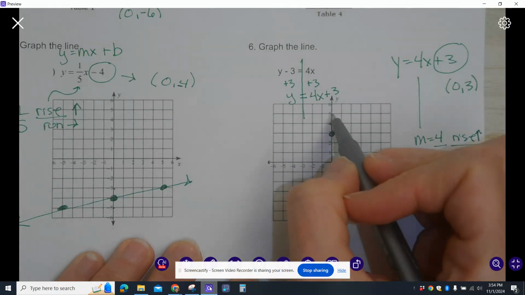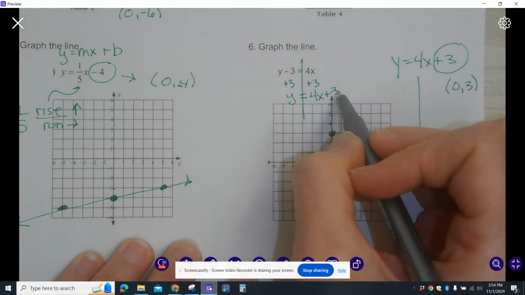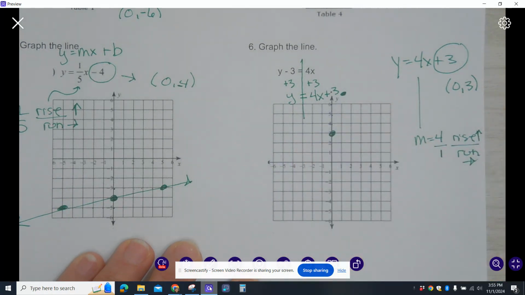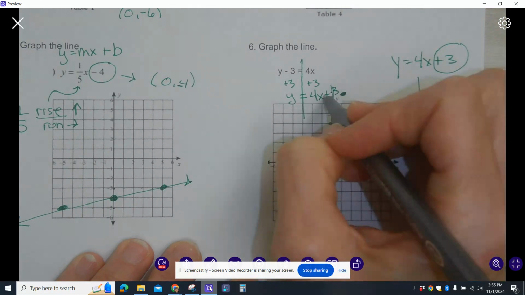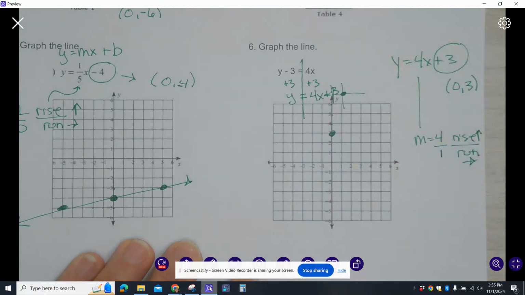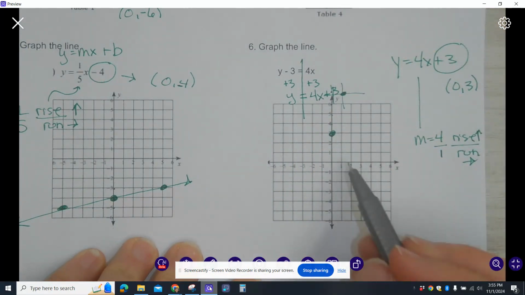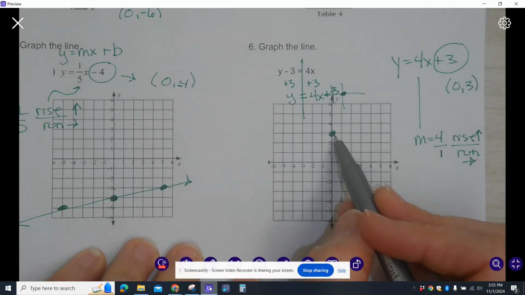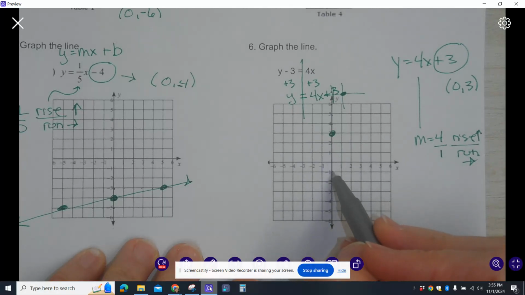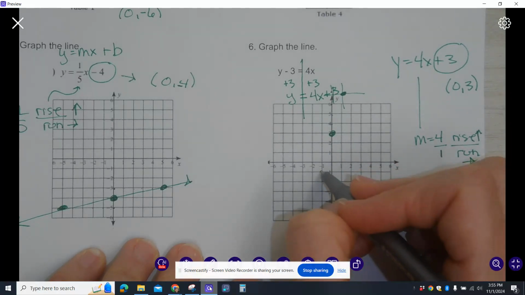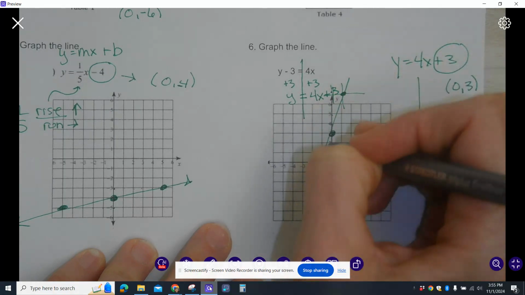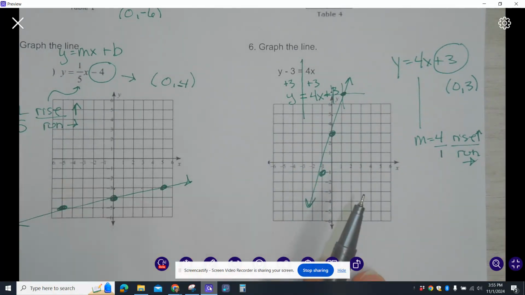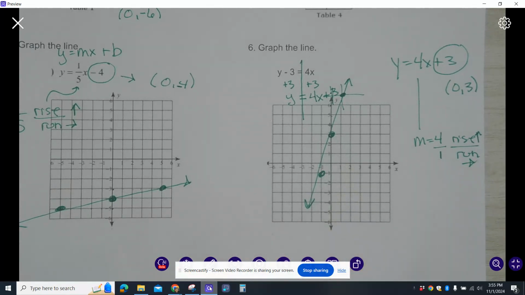So up 1, 2, 3, 4, kind of ran out of grid here. 1 to the right, just do your best to figure out where that would end up. So I'm kind of adding a grid line there. Okay, now I got 2 points. I could graph it, but I'm going to do a point over here on the other side. So this time I'm going to do the opposite. I'm going to go down 4, 1, 2, 3, 4, and then 1 to the left. Okay, now draw your nice straight line. Ugh! I didn't do a very good job right there. Make sure yours goes through all the points and has arrows at the end.